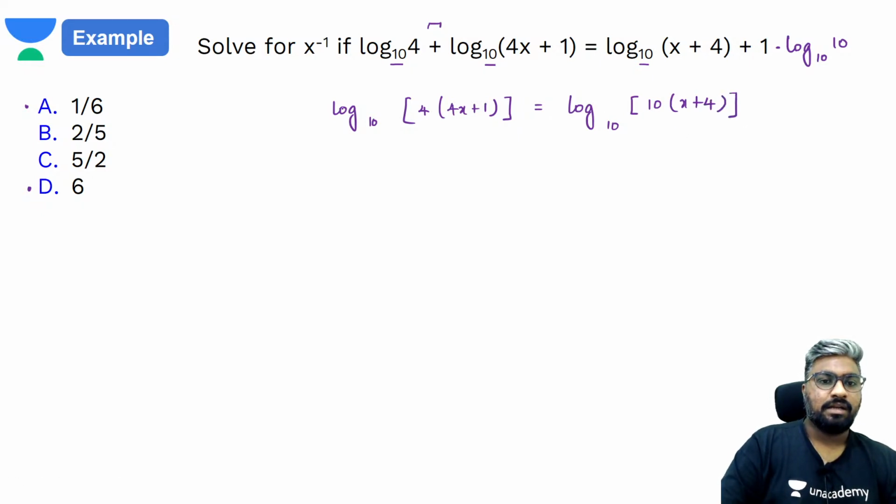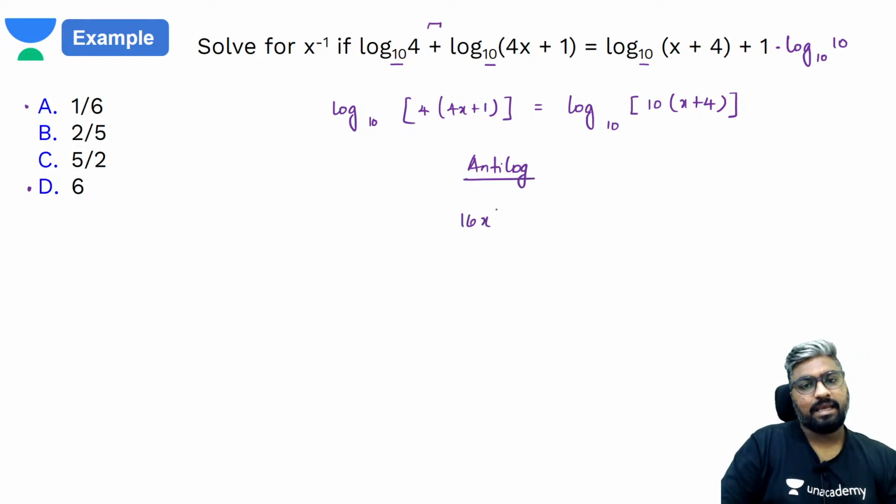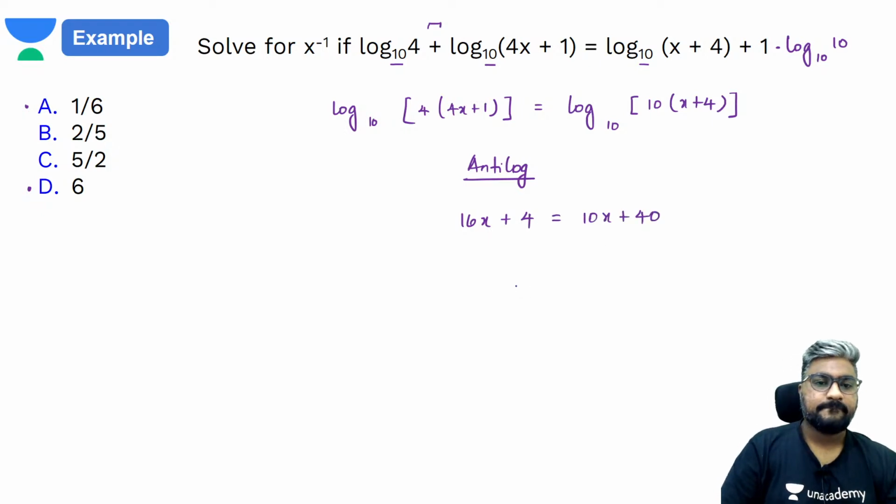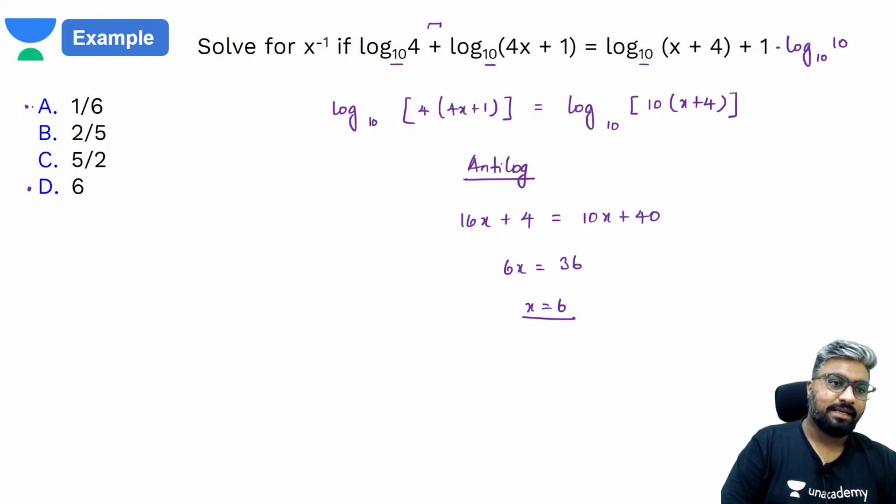Cool. Now we have log of the same base on both sides. Take anti-log. Ultimately, what will you have? You will end up getting 16x plus 4 is 10x plus 40, or 6x is 36, x is equal to 6. Ruchika, you selected D.